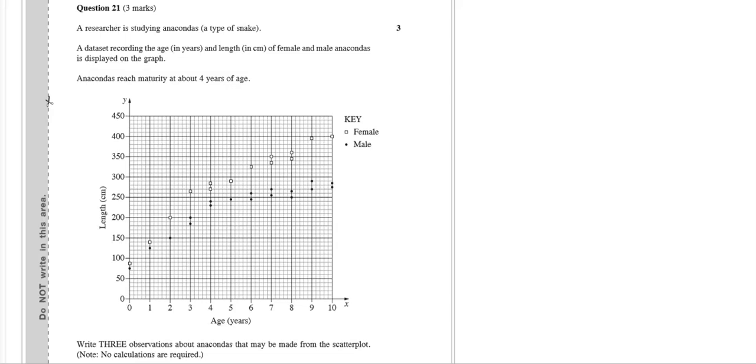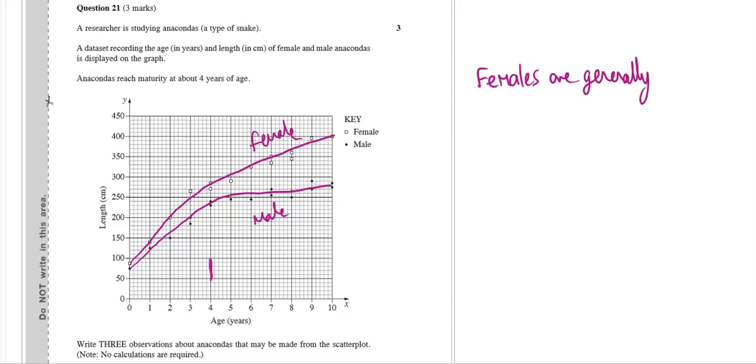Okay, so let's make sure we use the information in the question. Maturity happens at about here, at age equals 4. I can see that the males have a pattern like this, and the females have a pattern like that. So that's female and that's male. I need to make 3 observations. So my first observation is just overall, females are generally longer than males.